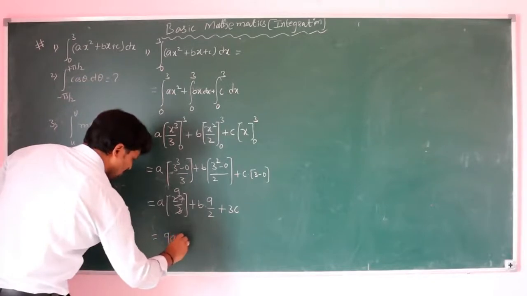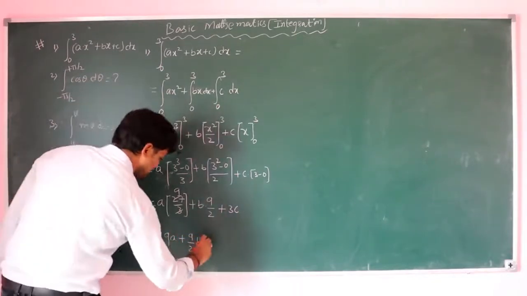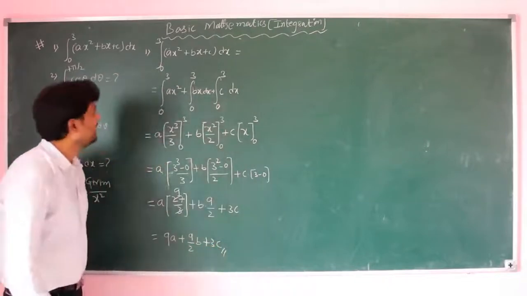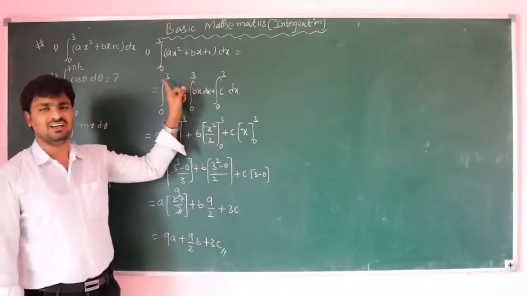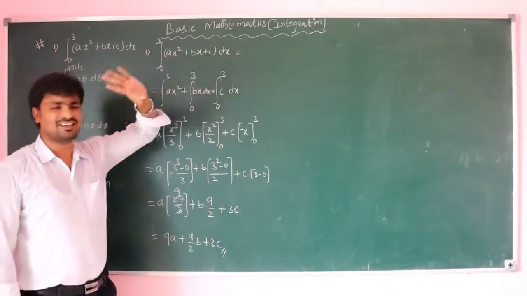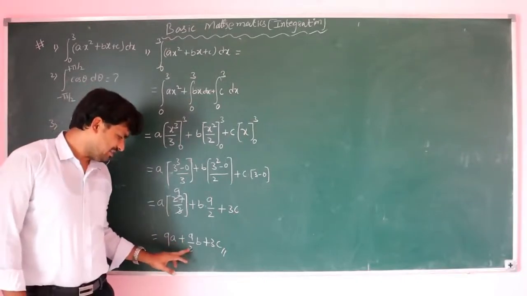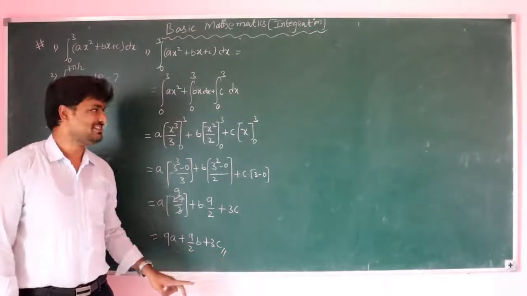So simply how much are you getting? 9a plus 9 by 2 b plus 3c. This is the integration of integral 0 to 3 of ax square plus bx plus c dx. How much? 9a plus 9 by 2 b plus 3c.